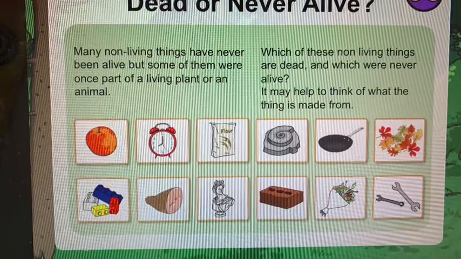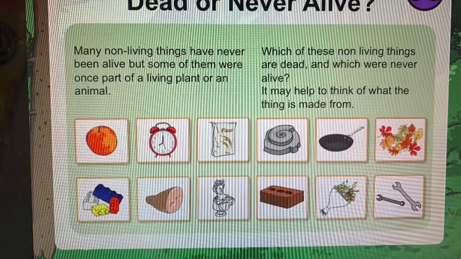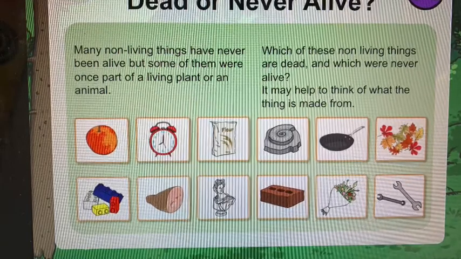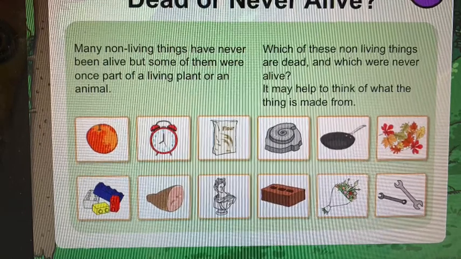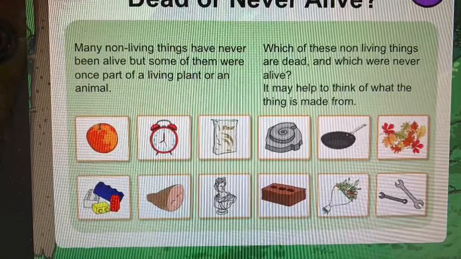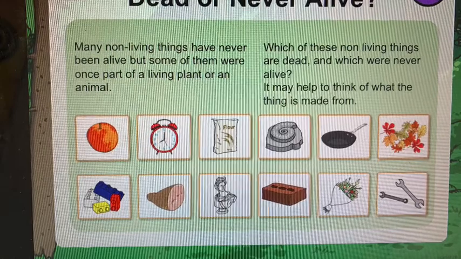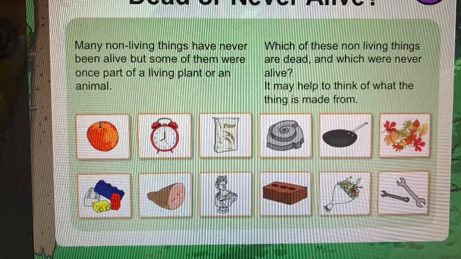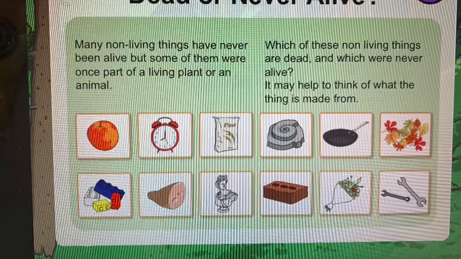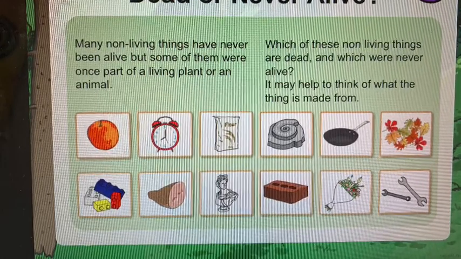What I want you to do here is look at these pictures, pause the video, and again sort them into dead or never alive. So I think that's an apple, a clock, a bag of flour, a fossil, a frying pan, some leaves, some Lego, a bit of meat, a statue, a brick, some flowers and a spanner.